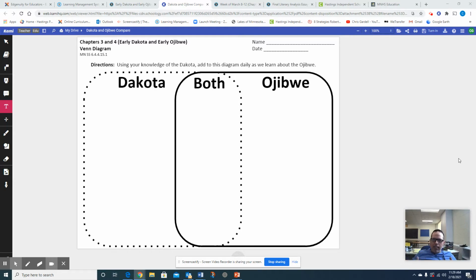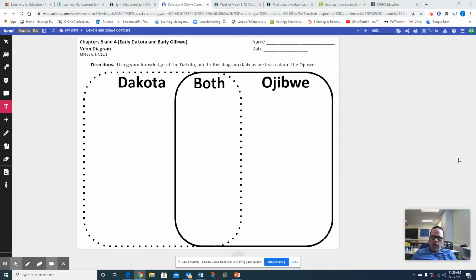Today, we're going to take everything that we've learned over the last couple of weeks about the Dakota Ojibwe and apply it to a writing assessment, specifically a constructed response. The hope is at this point in time, the Venn diagram that you see on your screen, yours is completed. Hopefully, you have several differences between the Dakota and the Ojibwe, as well as similarities.